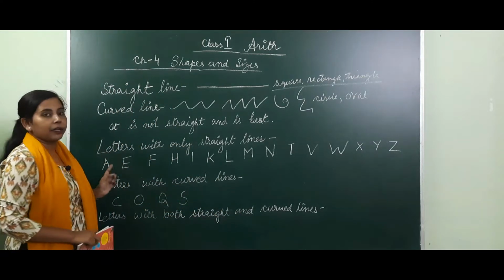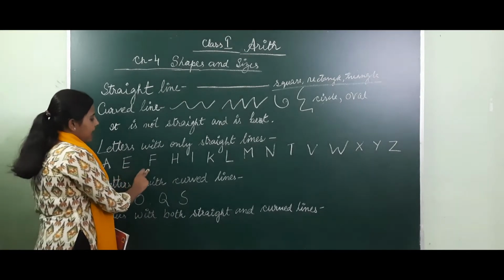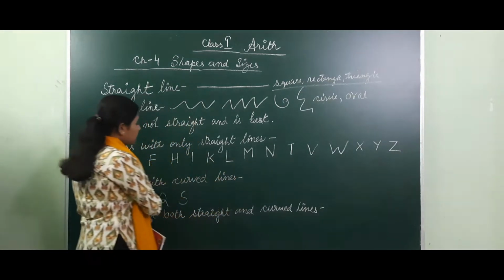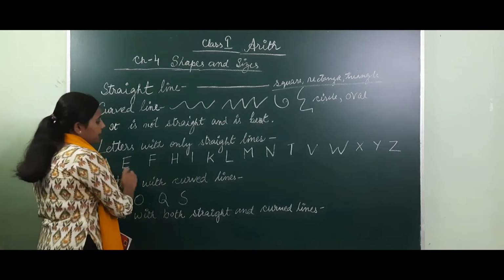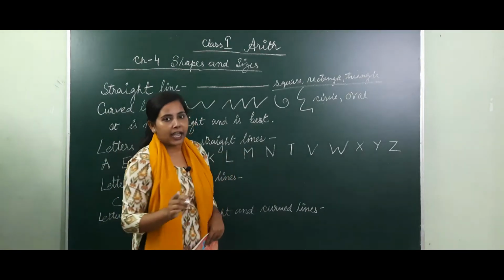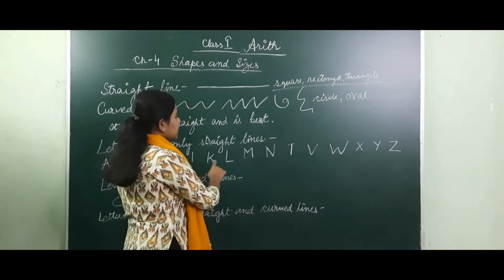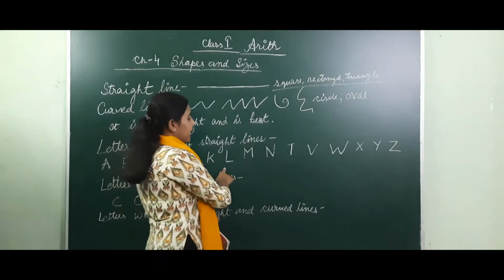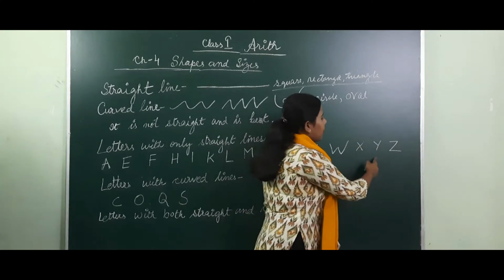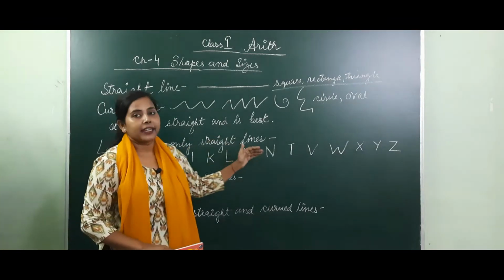A, when you write A, you just make 3 lines here. E, F, H, I, K, L. You just go on observing these alphabets. You can see these alphabets are written with the help of only straight lines. No curved lines are written here, because these letters are to be written using straight lines. L, M, N, T, V, W, X, Y, Z. So these are your English alphabets which are formed from straight lines.